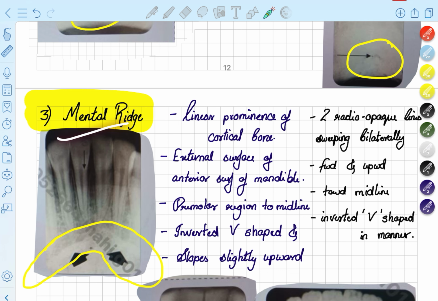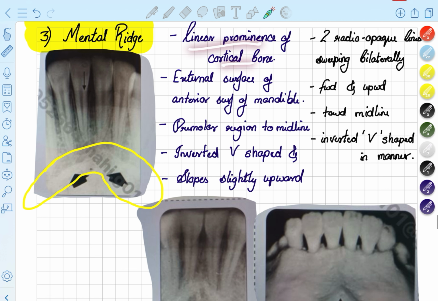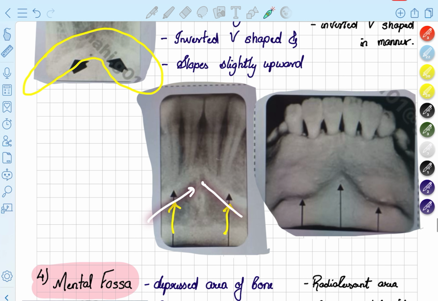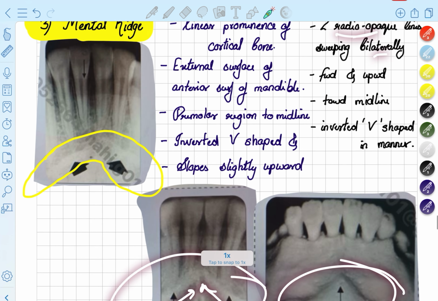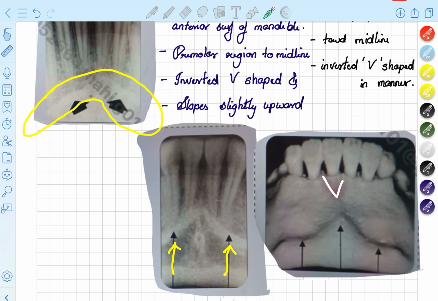The mental ridge, as we can see in this diagram, appears as an inverted V shape, a linear prominence of cortical bone seen on the external anterior surface of the mandible in the premolar region to the midline. This is our midline and it extends towards the premolar region. It slopes slightly upward. Two radio-opaque lines are seen bilaterally, going forward and upward towards the midline. The usual V is like this, but they appear like this, so it is inverted V shaped.